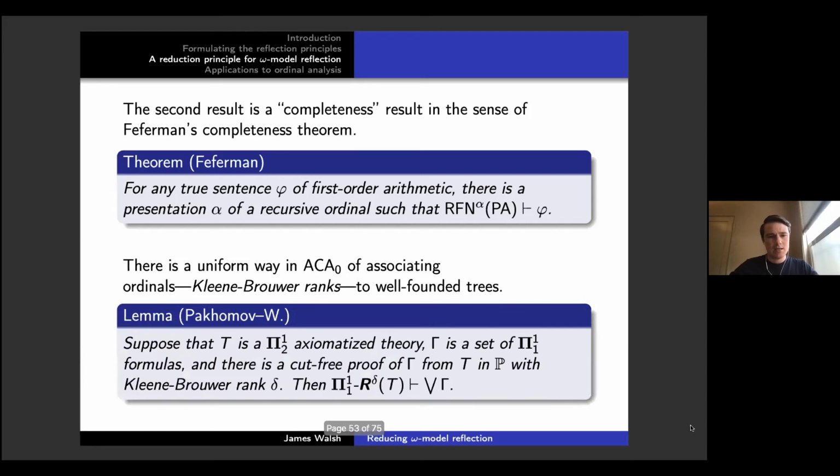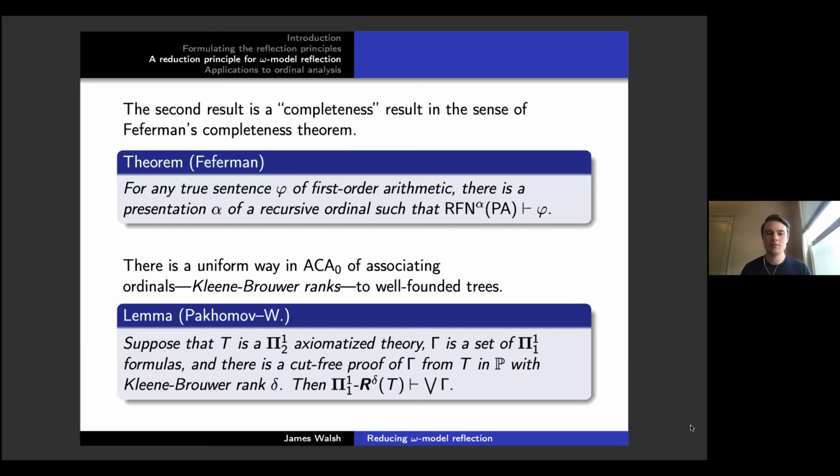So now we can state the lemma. Suppose T is a boldface pi12 axiomatized theory, and gamma is a set of boldface pi11 formulas, and that there is a cut-free proof of gamma from T in P with Kleene-Brouwer rank delta. Then delta iterated boldface pi11 reflection over T proves gamma.